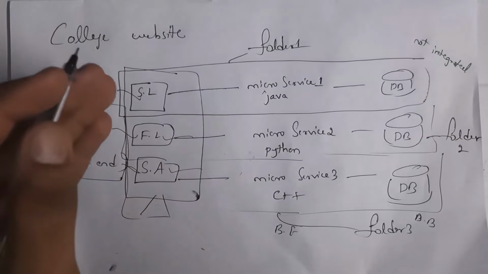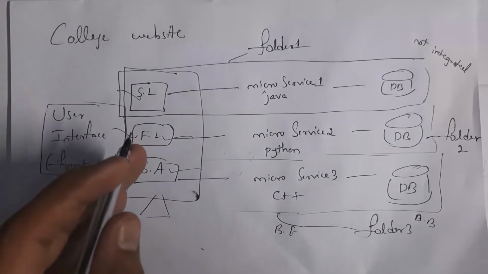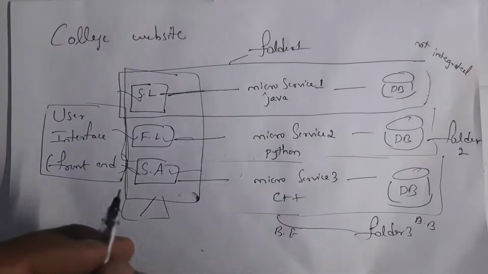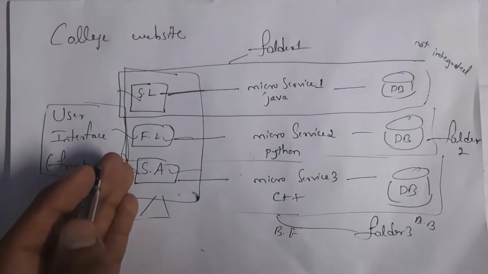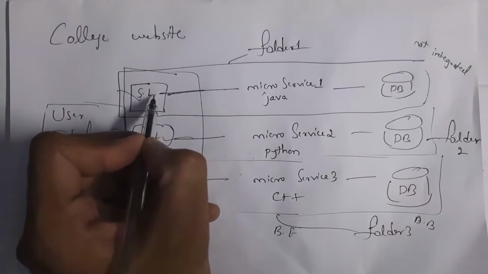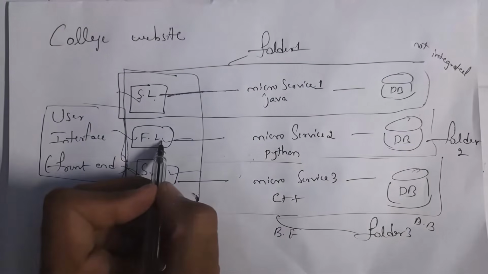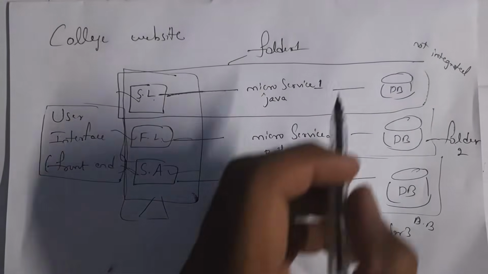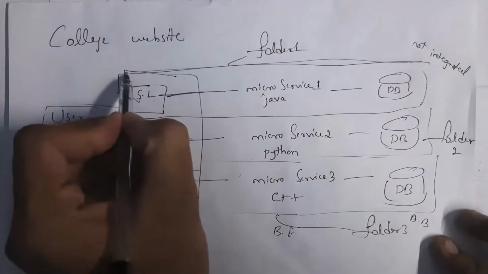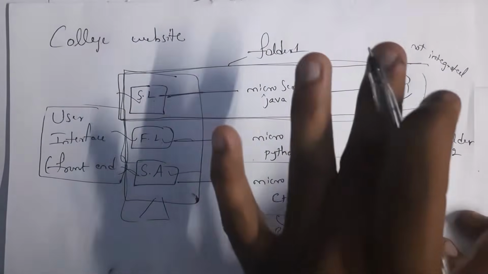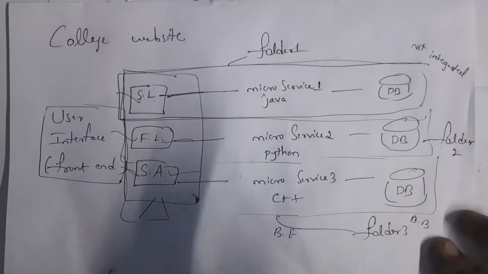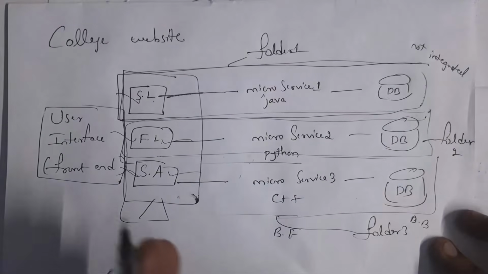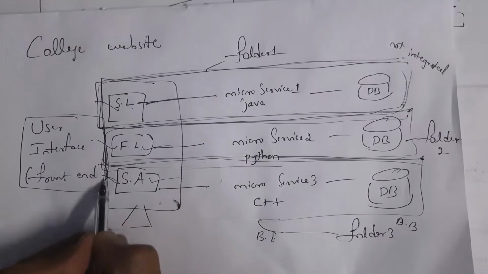For example, whenever I enter my username and password, automatically I must log into that website. So I integrated the student login form with Java code, similarly faculty login with Python code and as well as student attendance with C++ code. And I connected the student login form with a separate database and as well as faculty login form with a separate database and as well as student attendance with a separate database. Now what I will do is, I will consider the student login form as one service and I will place this entire code in one folder. Similarly, I will consider faculty login as another service and I will place this entire code in one folder. And similarly, I will consider student attendance as one service and I will place this entire code in one folder.